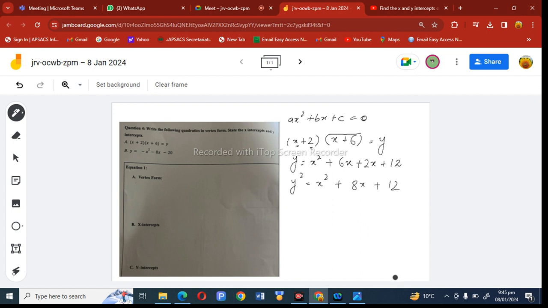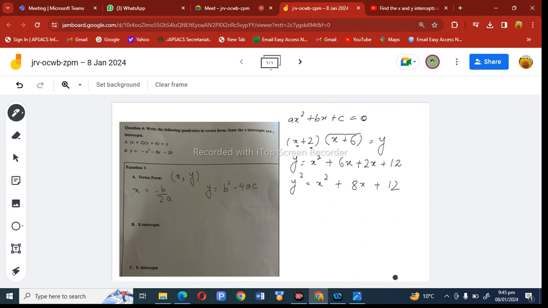Now what we need to do is find three things: vertex, x-intercept and y-intercept. You know that the vertex is the value of x and y. So what is x? For x we use the formula minus b over 2a, and for y we use the formula b square minus 4ac.